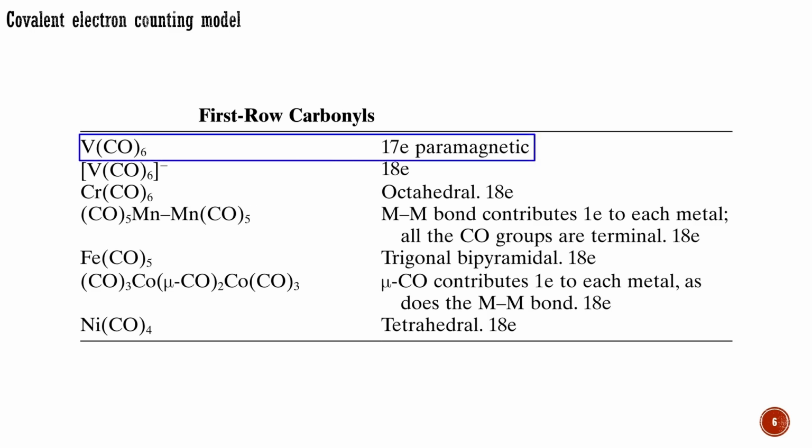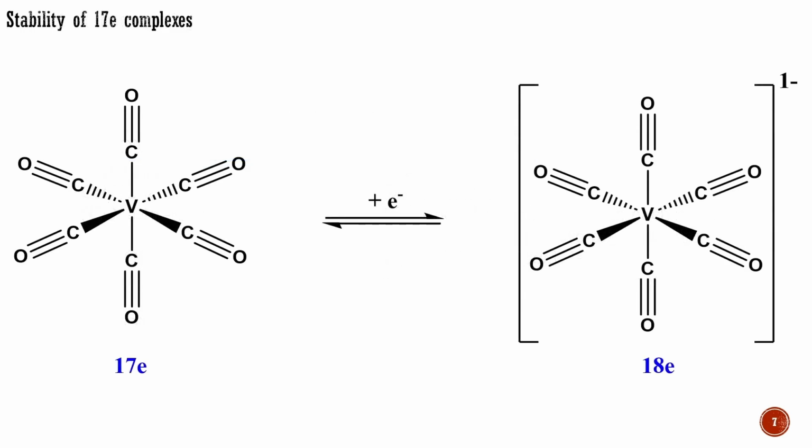Where the metal starts with an odd number of electrons, we can never reach 18 just by adding 2-electron ligands, such as carbon monoxide. Each carbonyl complex resolves this problem in a different way. Vanadium hexacarbonyl is stable in spite of being 17-electron, but it is easily reduced to the 18-electron anion.